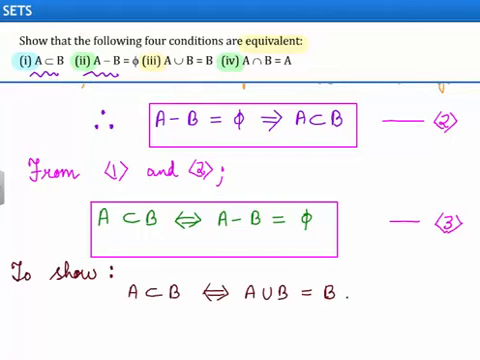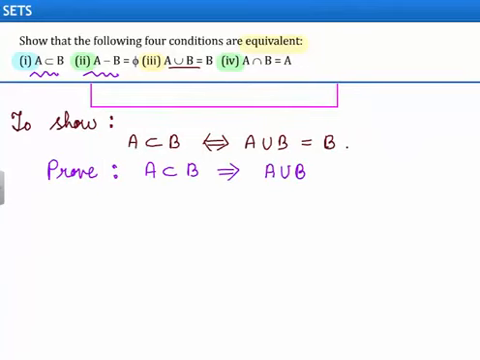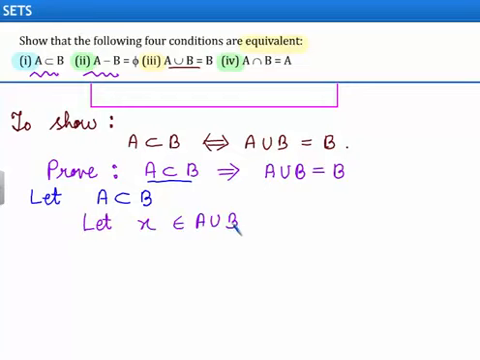Now we have to show that the first condition, that is A is a subset of B, implies and is implied by the third condition, that is A union B is equal to B. For that, we have to first prove that A is a subset of B implies A union B is equal to B. So let us assume that A is a subset of B. Let us assume that X belongs to A union B. So this implies X belongs to A or X belongs to the set B.